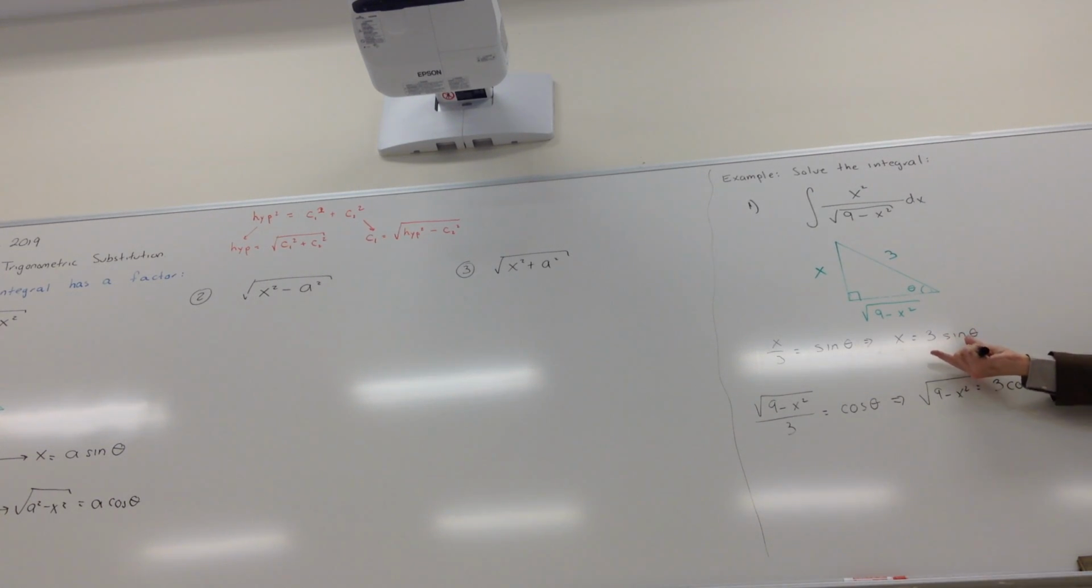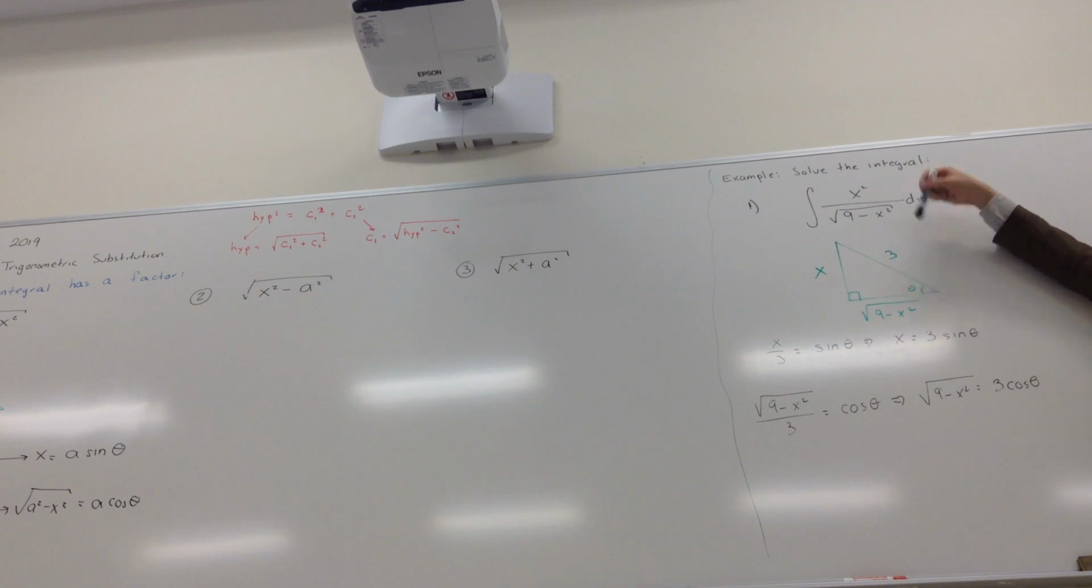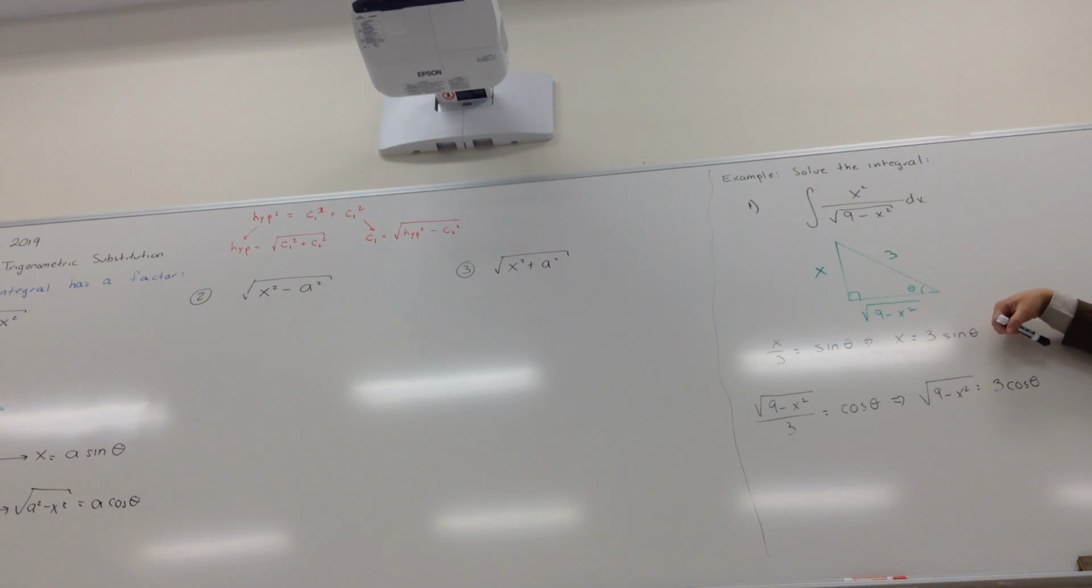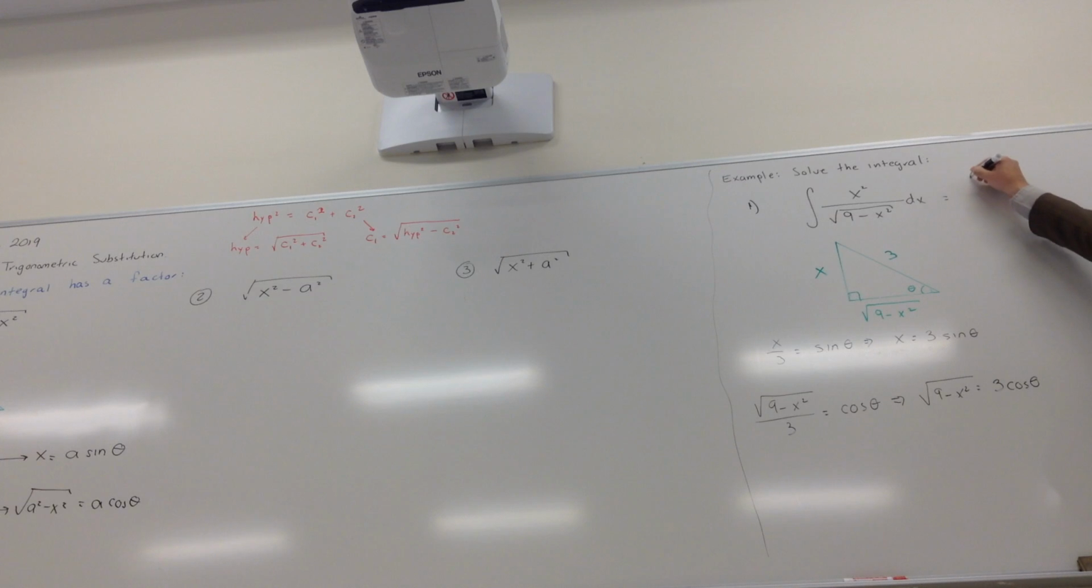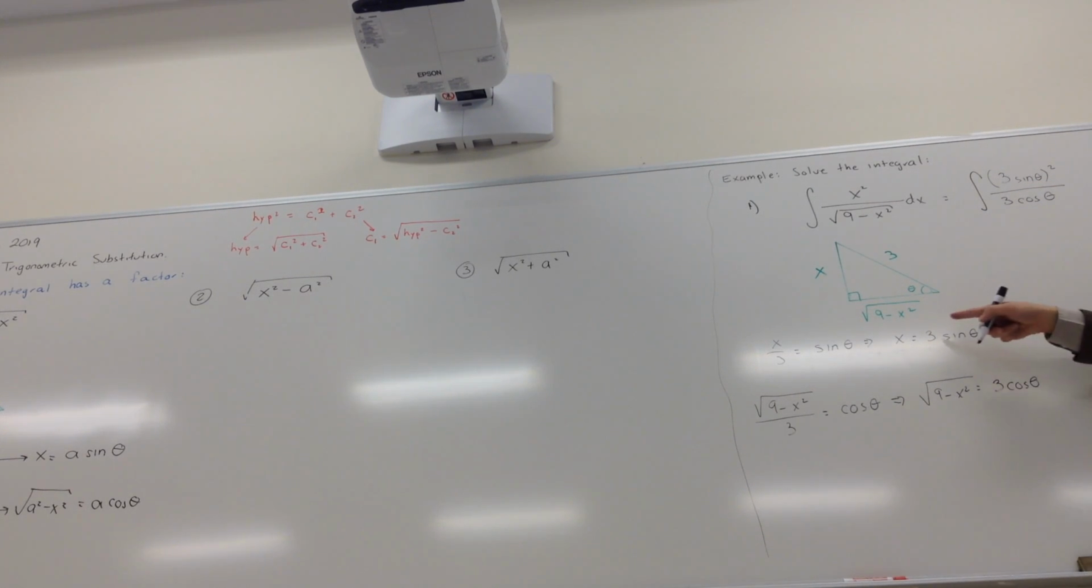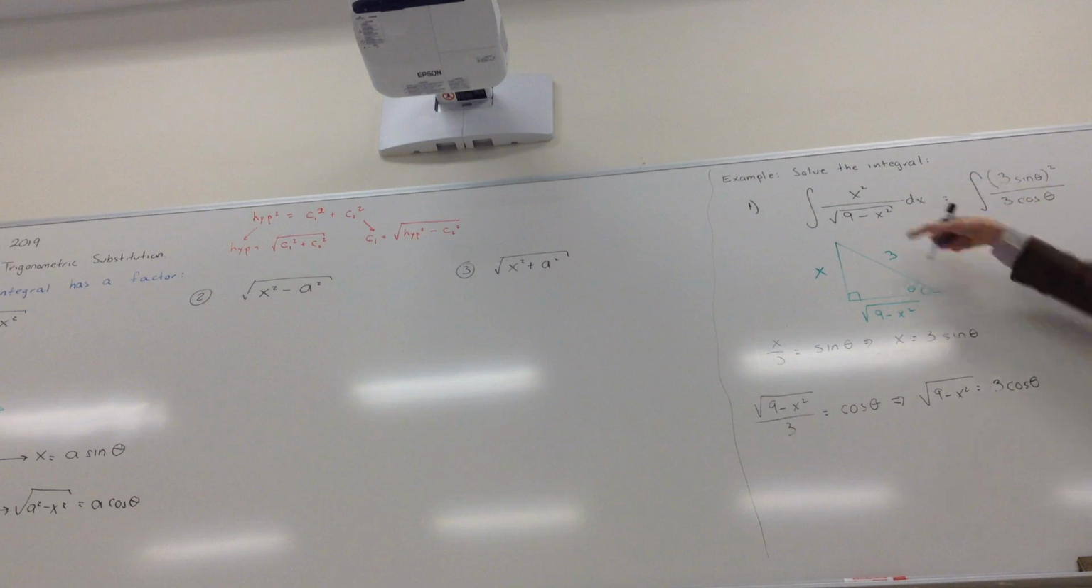And what's the reason for this? Because now I can change everything in terms of just theta. So it's going to be an easier integral, supposedly. Okay? So, new integral. Instead of x squared, what happens? It will be 3 sine of theta squared over, instead of the square root, 3 cosine of theta. And in this case, if you observe, I change this into this, I change this into that.